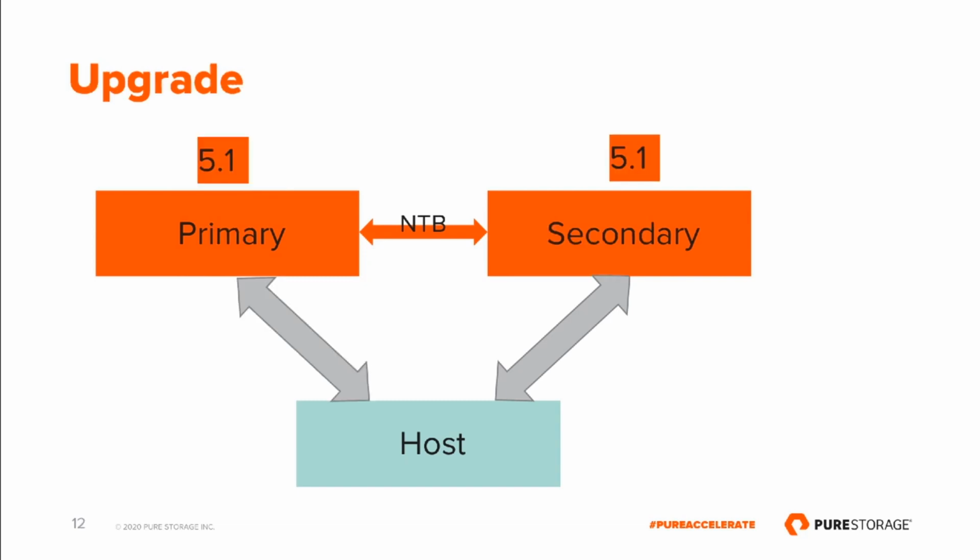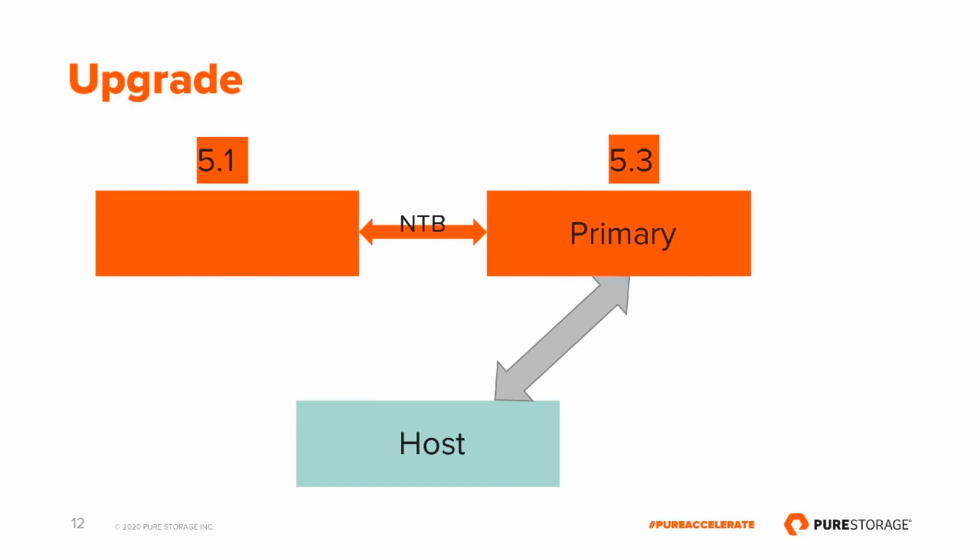As an example, during a code upgrade, we will take the secondary offline so that it is no longer processing I/O to the host. We can then upgrade the code and restart the controller. Now that it is running the new code, we will promote it to primary and take the primary offline. With the old primary offline, we can upgrade its code and then restart it as secondary where it'll start processing I/O again.